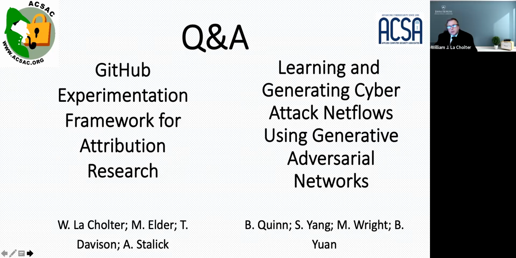So you could definitely use these machine learning techniques for malware identification.